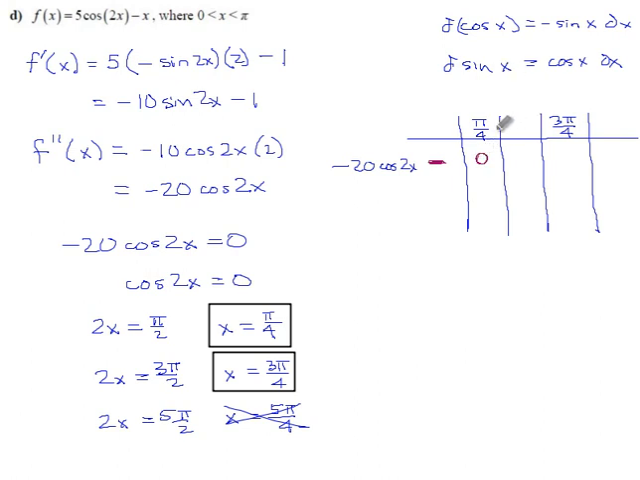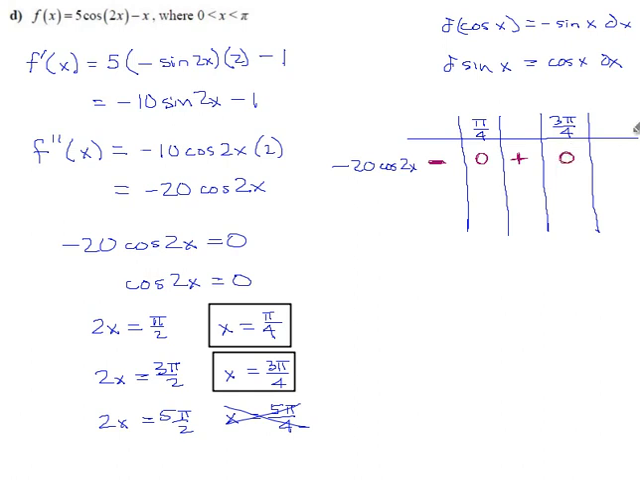If we're here, what's between? We could use pi by 2 for the number between these two values, so 90 degrees. Double that, you get 180. Cosine 180 is negative 1. Negative 1 times negative 20 is positive. 3 pi by 4 is 135 degrees. Double that, you get 270. Cosine 270 is 0 times negative 20.